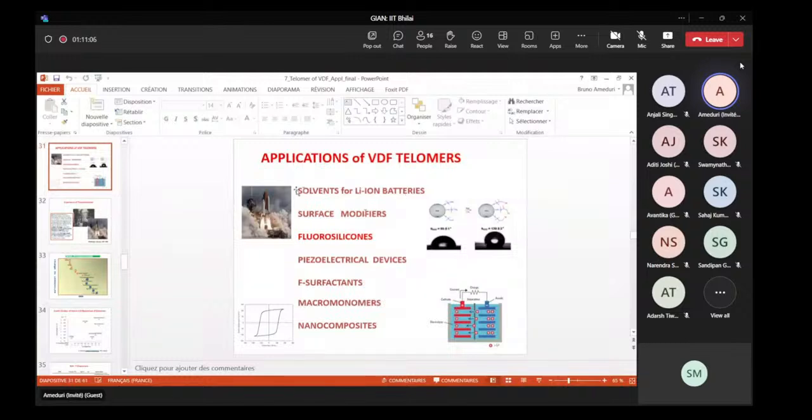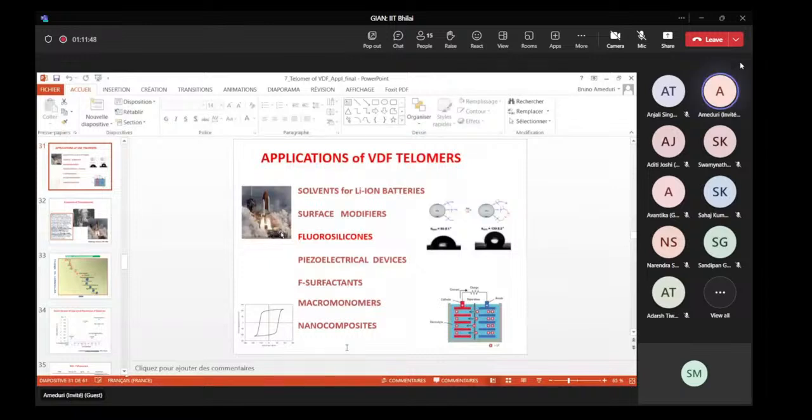We also make some surface modifiers, especially in photo cross-linking of derivatives of acrylates. We also make some fluorosilicones, piezoelectrical devices, fluorosurfactants, macromonomers, nanocomposites. Of course, today I don't have the chance to give you all the different details in these different aspects. But you can see the list is non-exhaustive, because you can imagine that it's possible to do some pigments. You can prepare some smart additives. You can prepare some specific intermediates, acrylates for polymerization, etc.